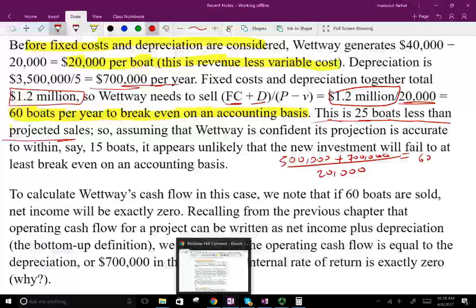So assuming that I am confident about my projection within 15 boats, then I'm in good shape because I think I can sell 85, but I could be wrong by 15. So in a worst case situation I might sell 70, and there's a chance I might sell 100. So that's another projection. If my break even is 60, I think I'm going to be in good shape.